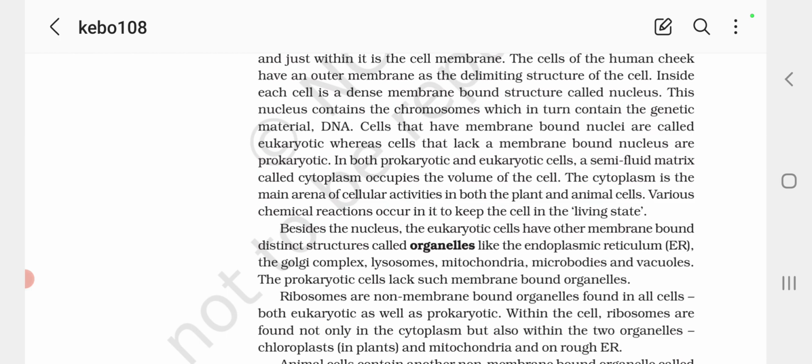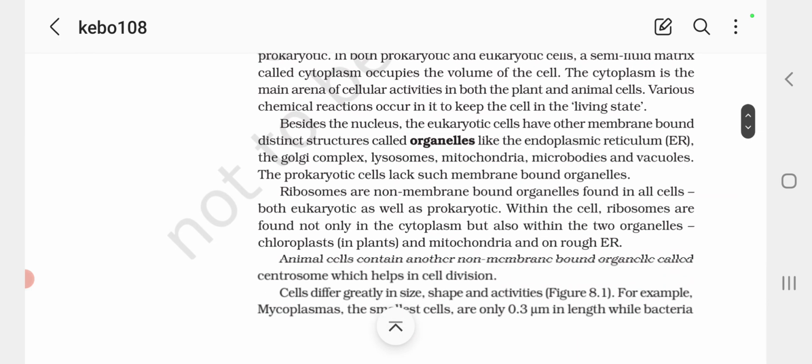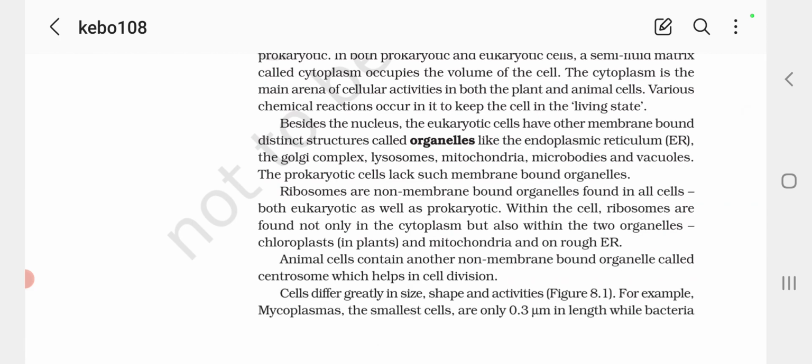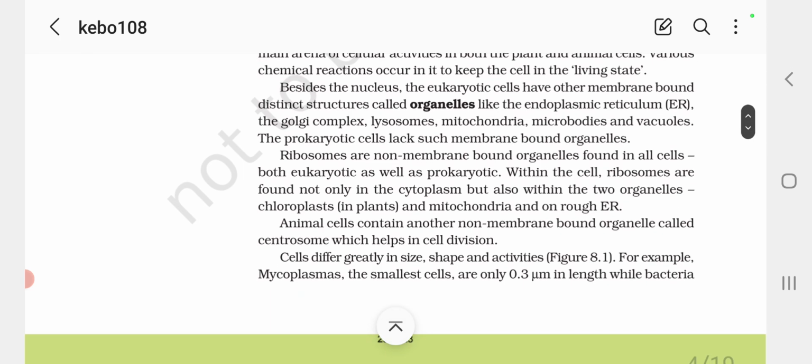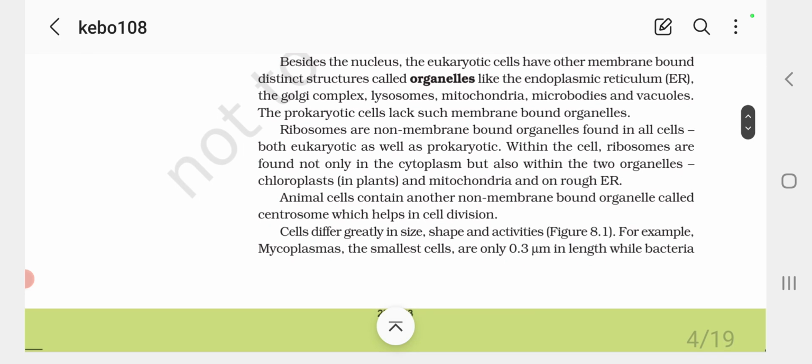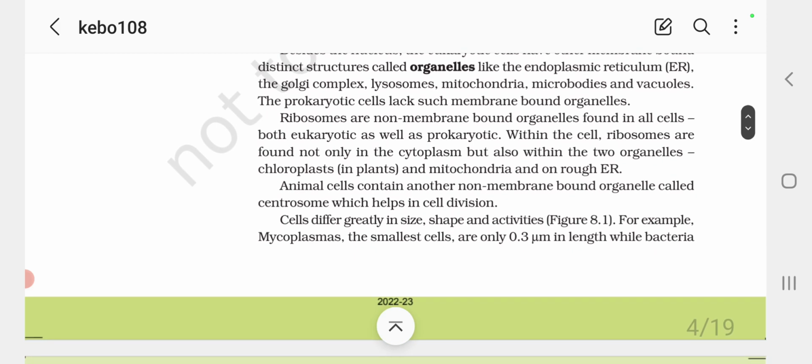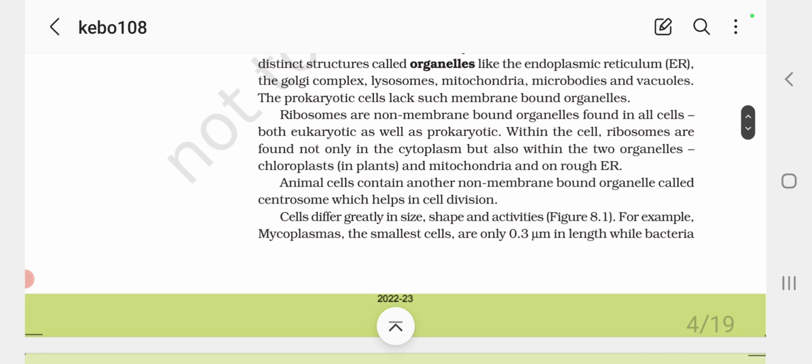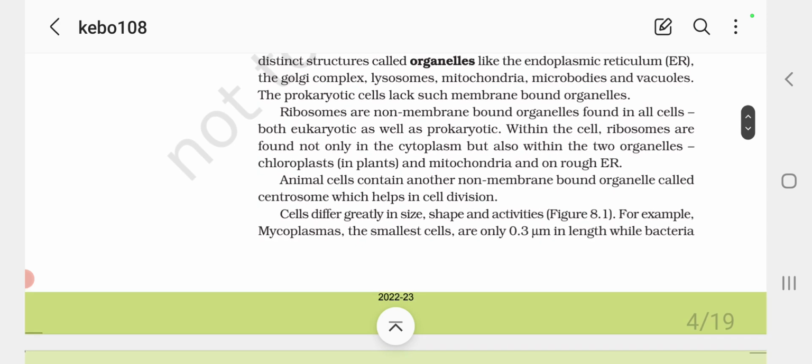Cells that have membrane-bound nuclei are called eukaryotic, whereas cells that lack a membrane-bound nucleus are called prokaryotic. In both prokaryotic and eukaryotic cells, a semi-fluid matrix called cytoplasm occupies the volume of the cell. The cytoplasm is the main arena of cellular activities in both plant and animal cells. Various chemical reactions occur in it to keep the cell in the living state. Besides the nucleus, the eukaryotic cells have other membrane-bound distinct structures called organelles, like the endoplasmic reticulum, the Golgi complex, lysosomes, mitochondria, microbodies, and vacuoles. The prokaryotic cells lack such membrane-bound organelles.